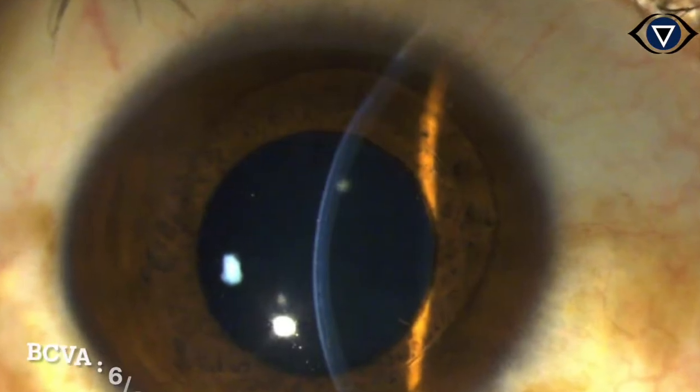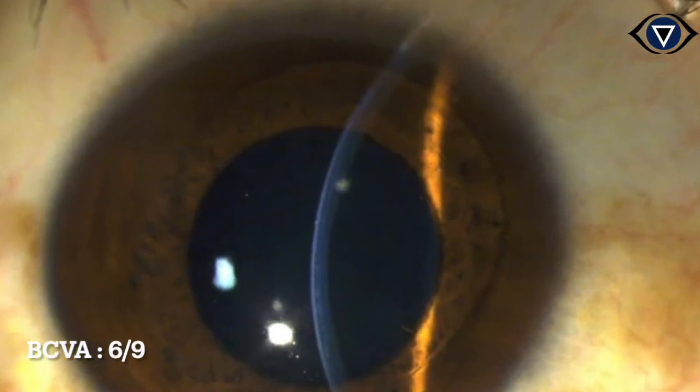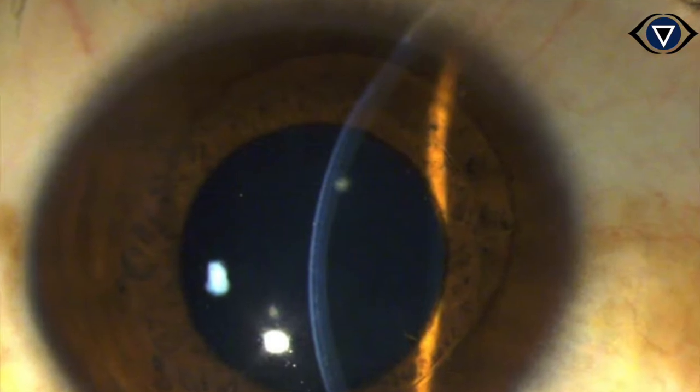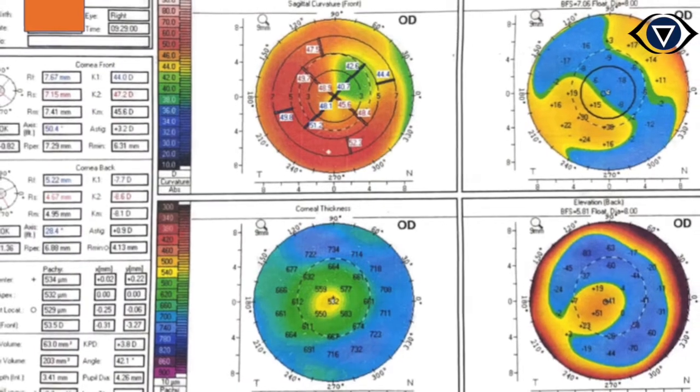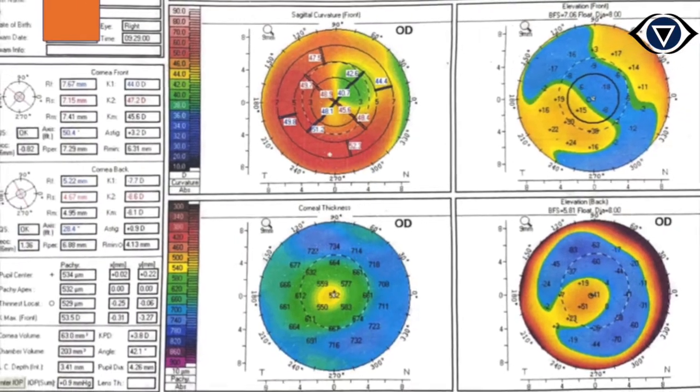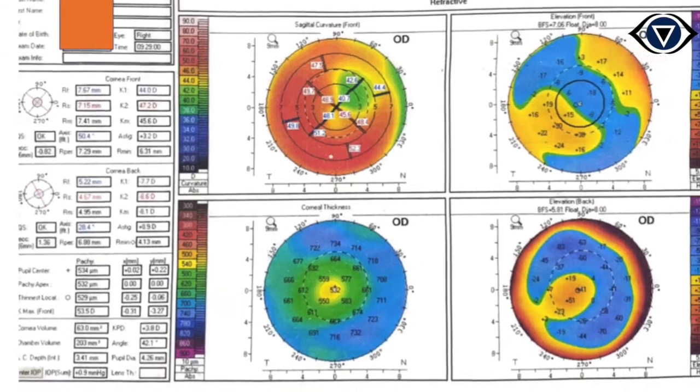This is the post-op picture of the patient at 3 months with the best corrected visual acuity of 6/9. Pentacam map at 3 months shows thinnest pachymetry of 529 and the steep K of 53.5.